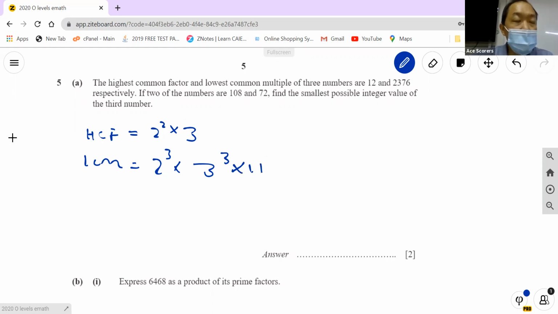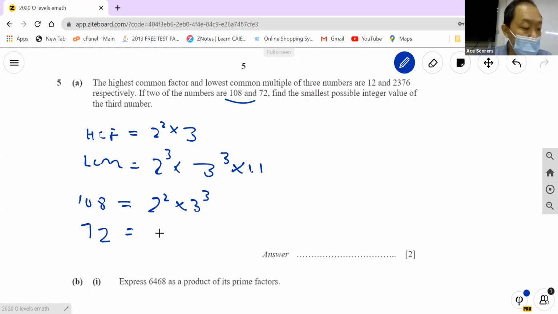Remember, HCF takes the lowest power and LCM takes the highest power. So let's say I have 3 numbers. Luckily they gave you 2 of them. I thought we had to figure them out ourselves. So we have 108, and there's a lot of prime factorization to do, which you can just use your calculator for. 108 is 2 squared times 3 cubed, and 72 is 2 cubed times 3 squared.